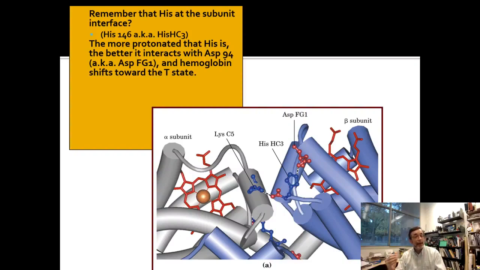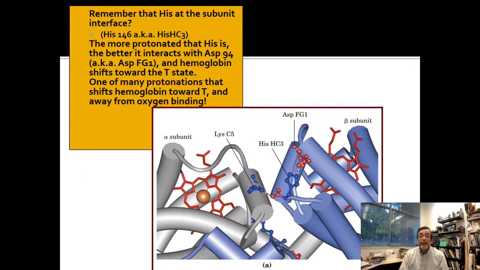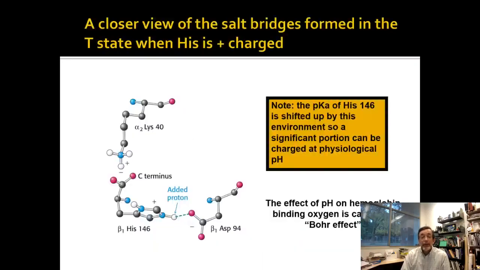A higher KD, a worse KD for binding oxygen. So one of the salt bridges we've already looked at very well could explain the Bohr effect just by itself. This is one of many that shift hemoglobin toward T, away from oxygen binding. This is just the one that we've shown you before, so I'm showing you it now.